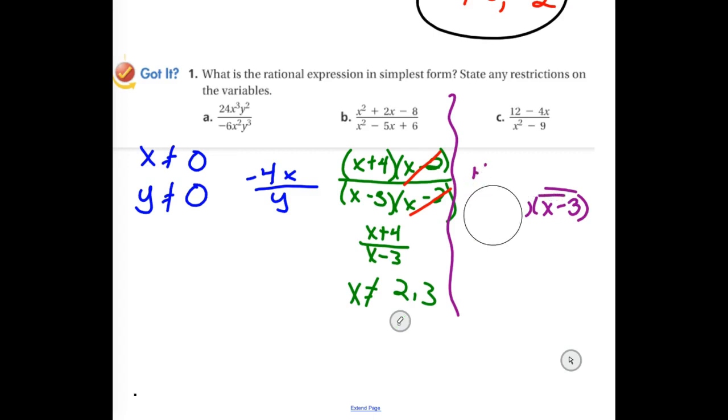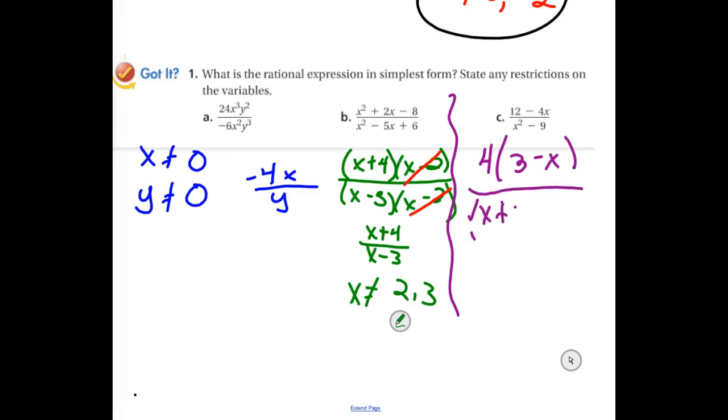Oh, this is not working today, is it? All right. We'd have 3 minus x if we pull a 4 out. All right, we've got x plus 3, x minus 3 on the bottom. Is there anything that drops out? We don't have things that match. We don't have factors that match. The 3 minus x in the numerator and the x minus 3 in the denominator aren't identical. But they are what?